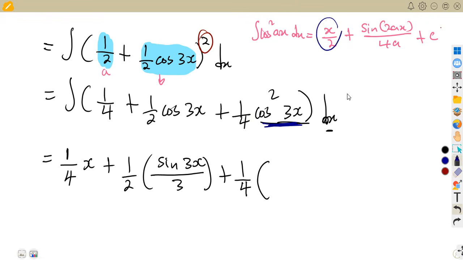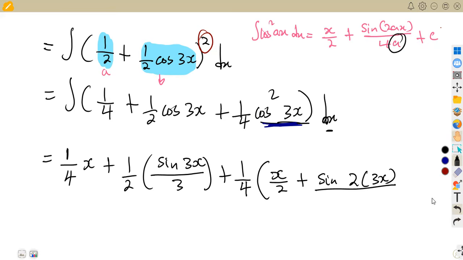So we are going to have x over 2, okay? So that will be x over 2 plus sine 2ax. So this is going to be sine 2ax, this is our ax, cos 3x. So it's going to be 2 times 3x. That is our ax. Everything over 4a. So that is 4 times a. Our a is the number that is affecting x. So the number affecting x there is 3. Okay, so that's it.